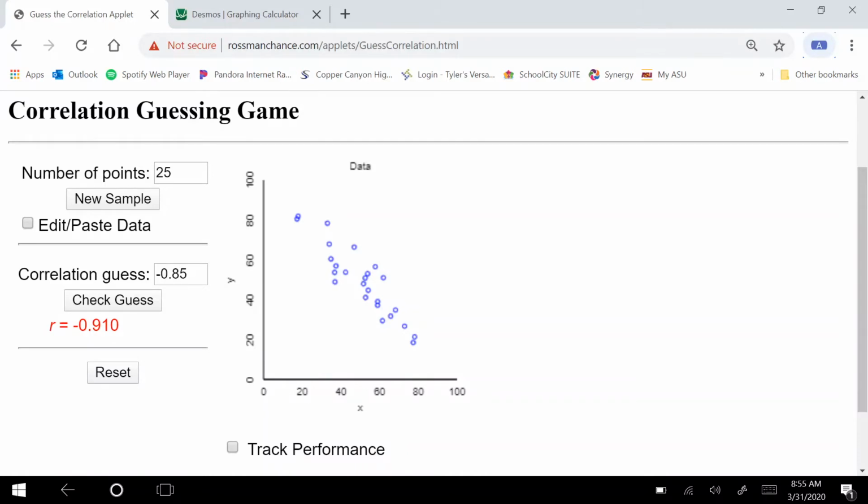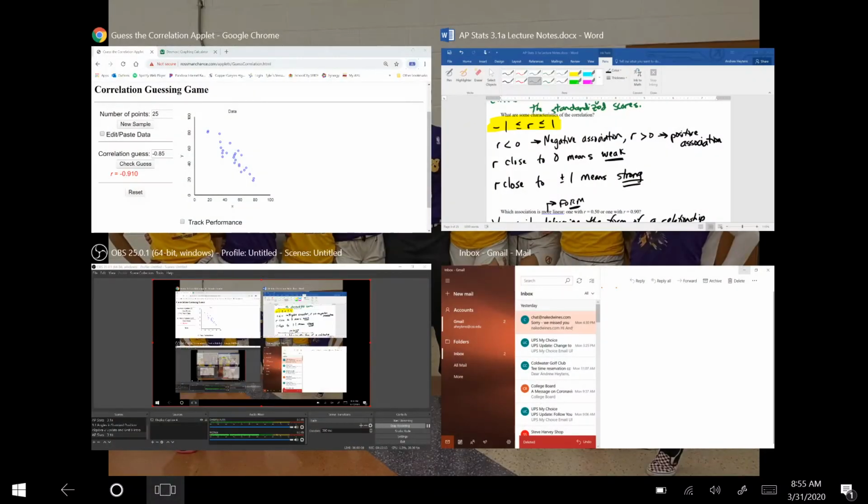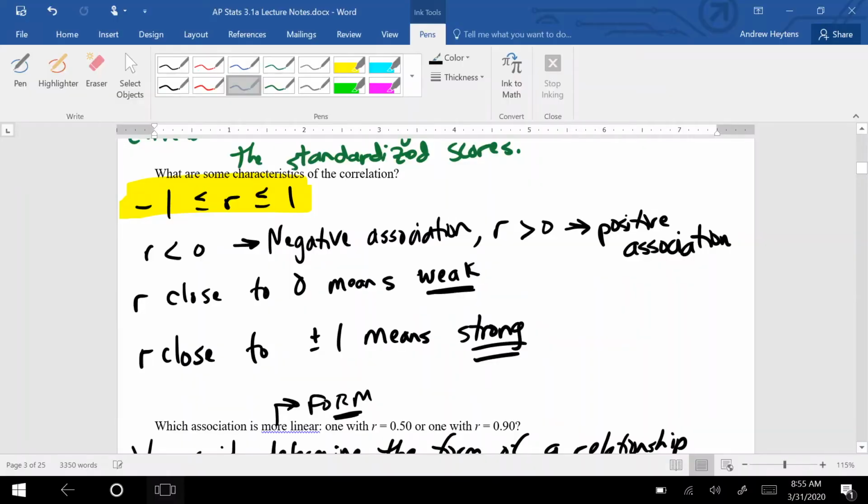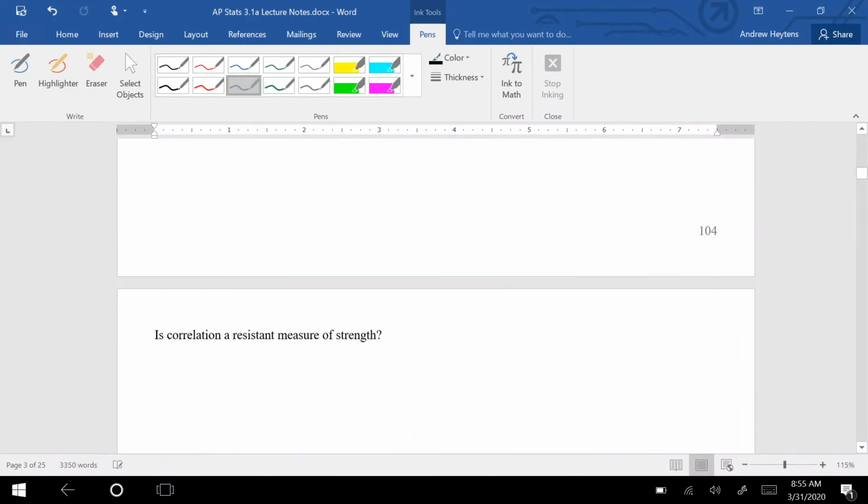So that's just a few examples of how the R value works and relating that into the characteristics of the R value. Okay, back to our notes here.